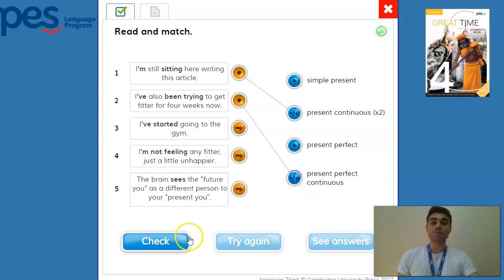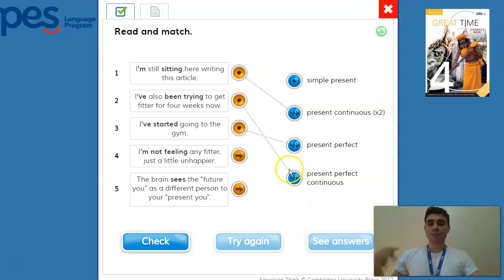So let's see. 3. I've started going to the gym. Wow, very similar to number 2. But what is the biggest difference over here? What is the most important verb from this sentence? Is the verb start, right? And then we have I have started. Remember, start is a regular verb, so every time we need to use it in the past form or the participle form of this verb, we just need to put ed at the end. Okay, so I have started going to the gym. It means that this is a present perfect situation.